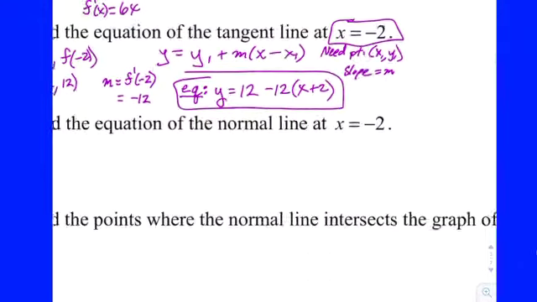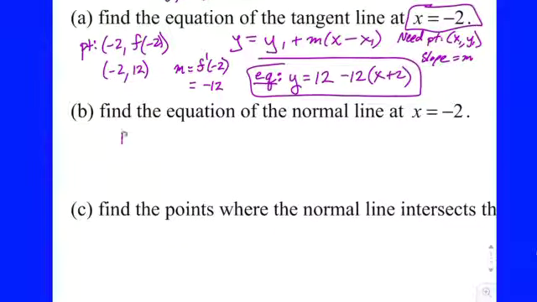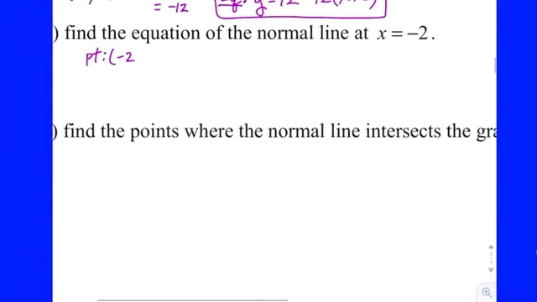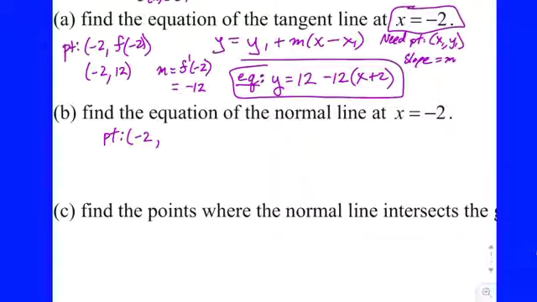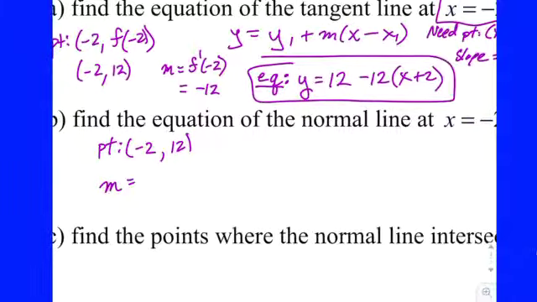All right, so now for the equation of a normal line at x equals -2, we still need a point and a slope. Well, the point is the same. It's still -2, 12. But now our slope is not the same. What is our slope? Positive 1/12. Good. We had this on our last test. If the tangent line slope is -12, then the perpendicular slope is the opposite reciprocal.